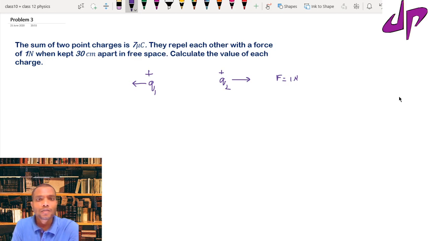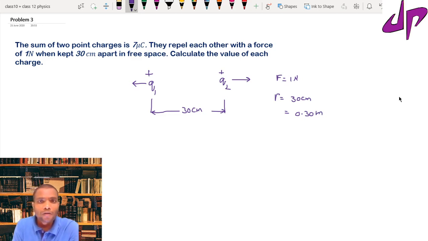So the distance between them, which I will take as R, is 30 centimeters, and R equal to 30 centimeters is equal to 0.30 meter, since we have to deal with SI units.